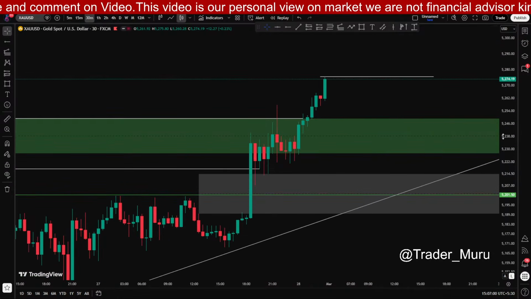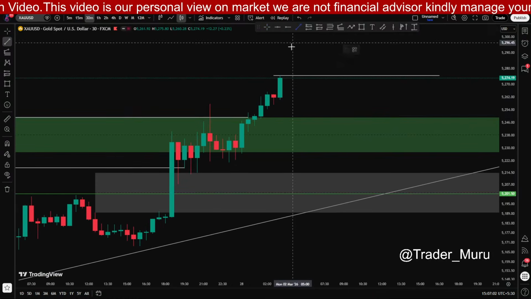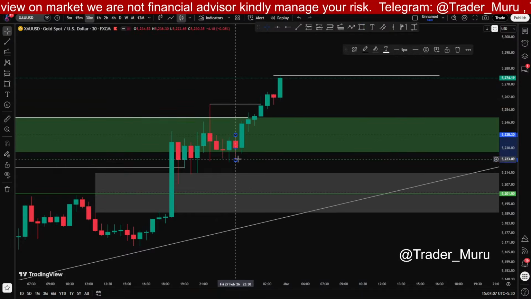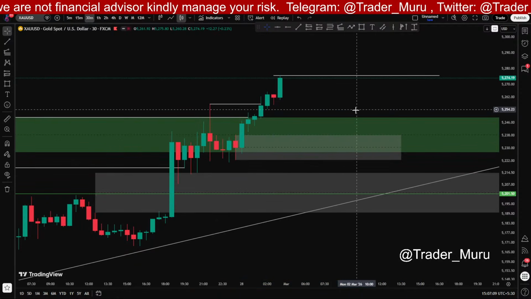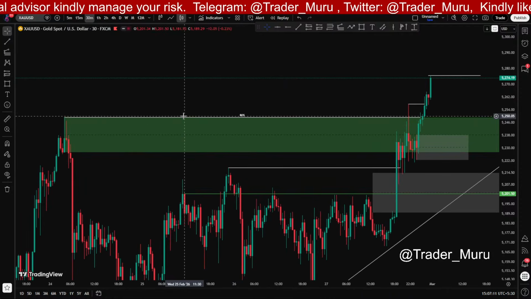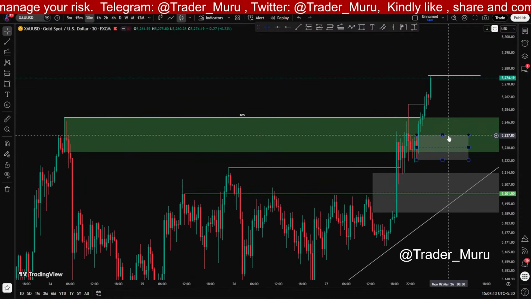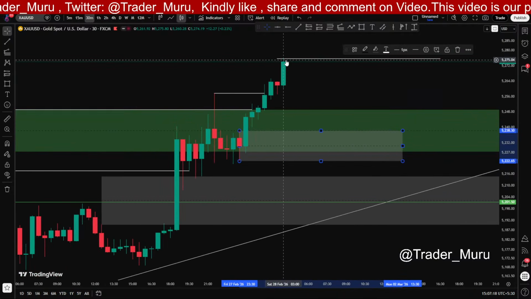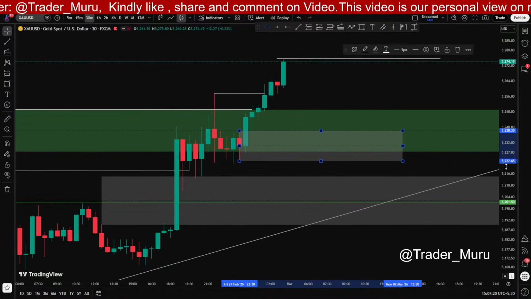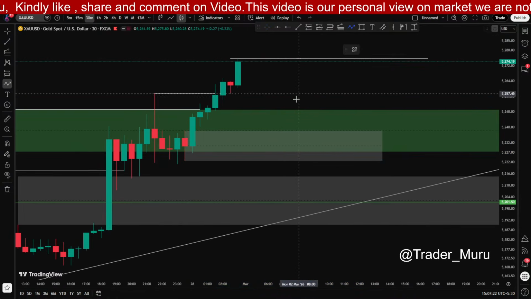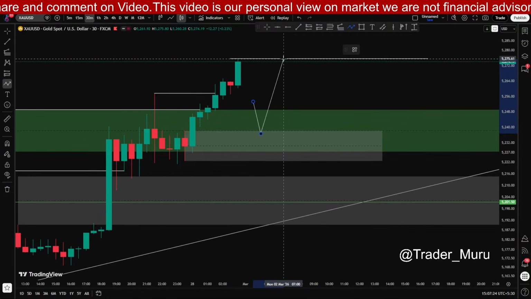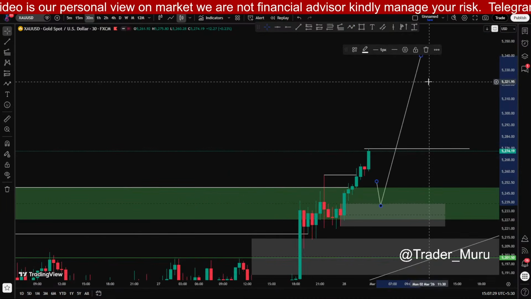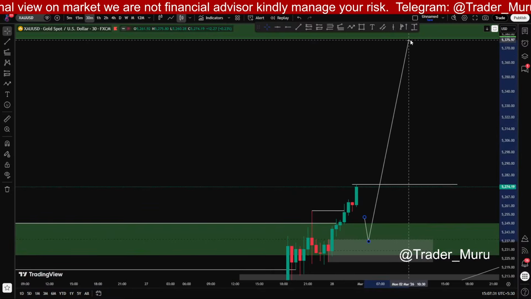In 30-minute time frame, the last breakout structure is here, and we have this demand. So if this area gets tested, possibly max wick to this area around 5238 to 5222. From this area I can expect market to pump again for this high and possibly towards 5377.